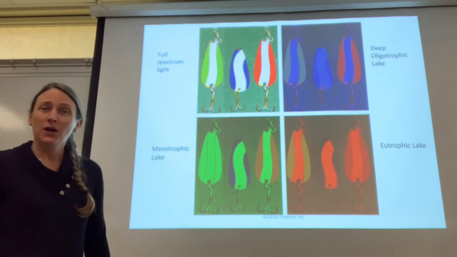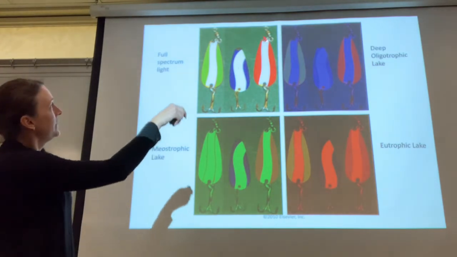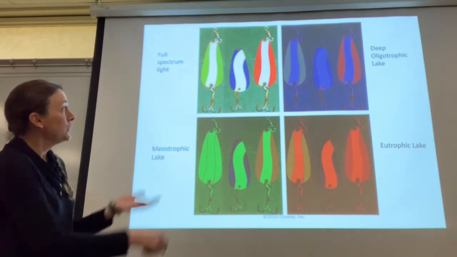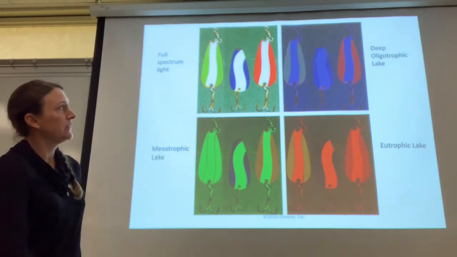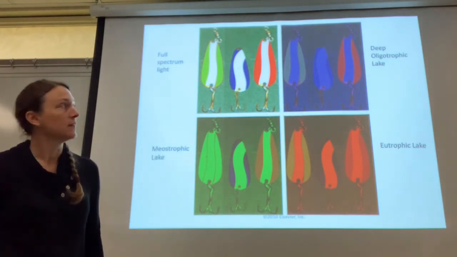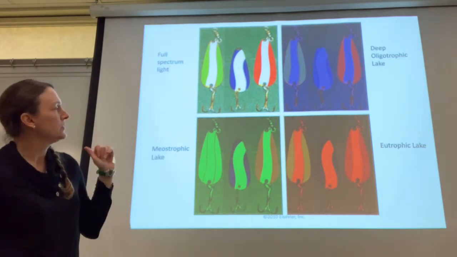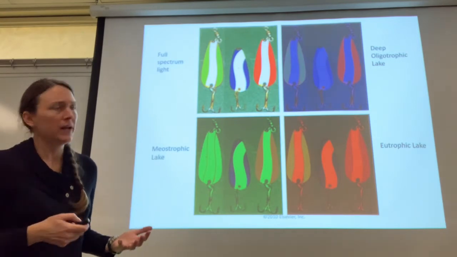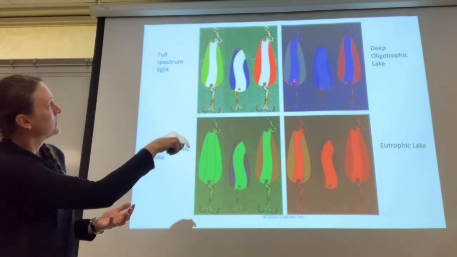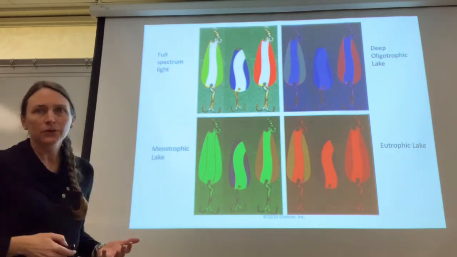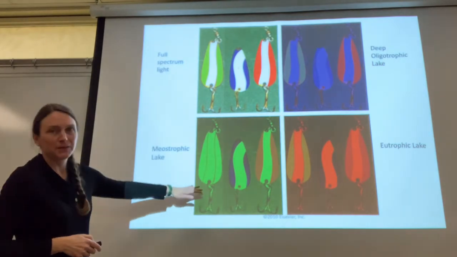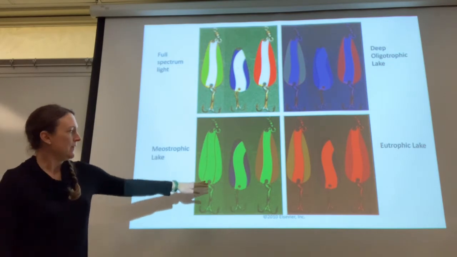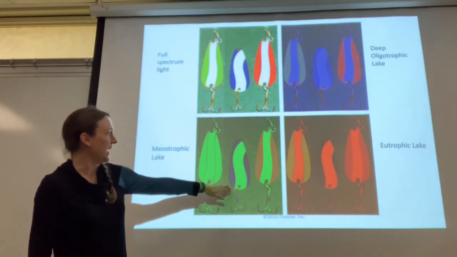So here are some common fish lures. This is what they look like in full spectrum light, like if you had them out here in the classroom. But if you put them deep in an oligotrophic lake, that's what the fish would see. Okay, so some of the colors are turning almost black. The white doesn't look white. In fact, the white looks blue and the green looks yellow. It's kind of weird. If you put them in a mesotrophic lake, this one just goes all white, right? And the blue here really turns black.